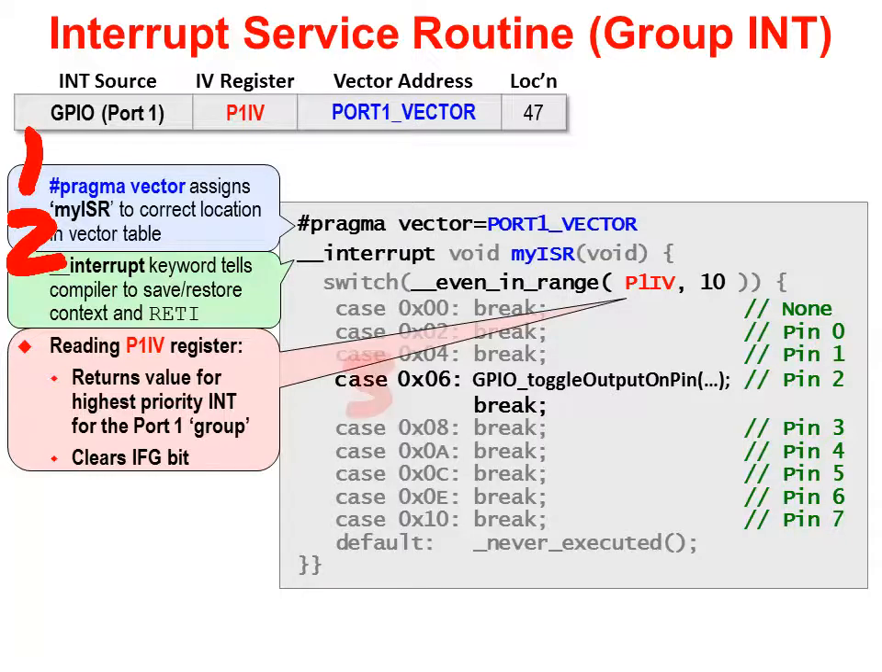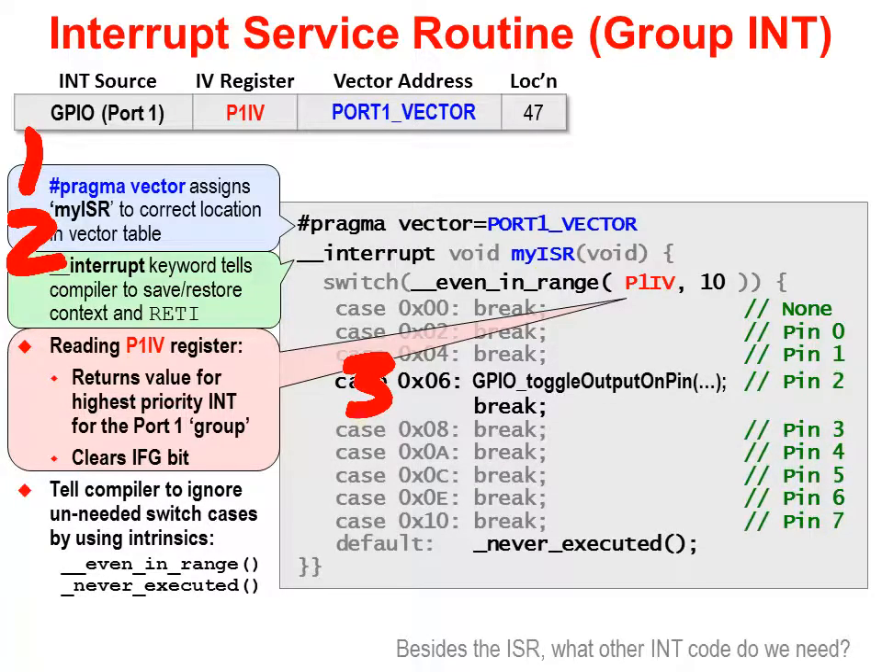So, when pin 2 on port 1 causes an interrupt, in this case we'll just toggle a different GPIO pin. By the way, there are 2 items in this example which help the compiler to produce better optimized code. While these intrinsic functions are not specific to interrupt processing, they are useful here.